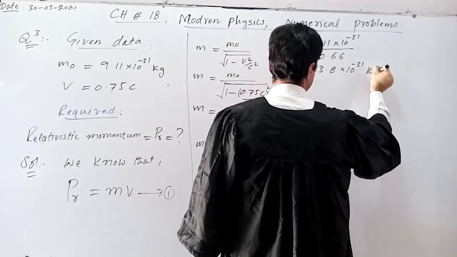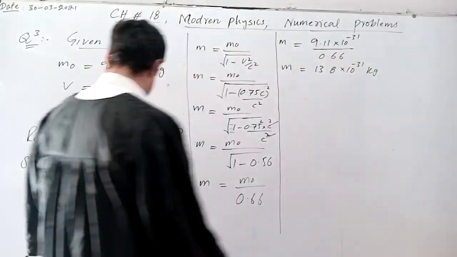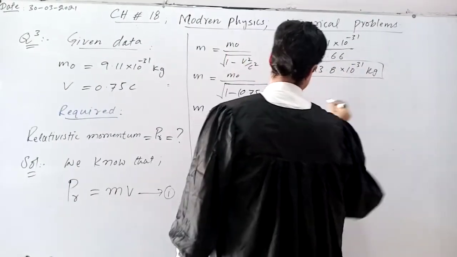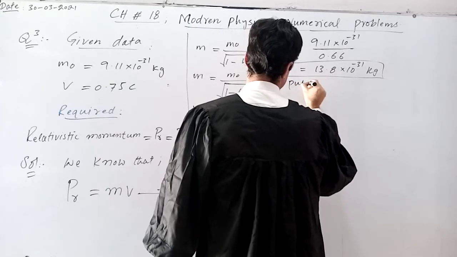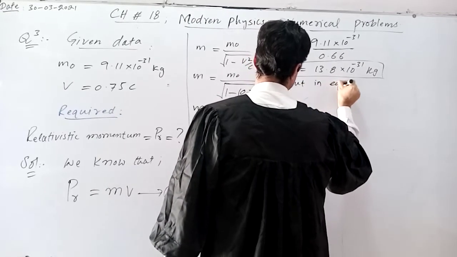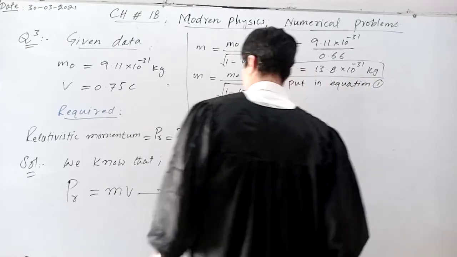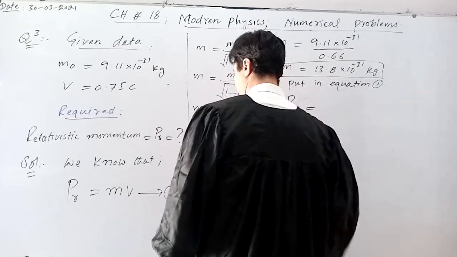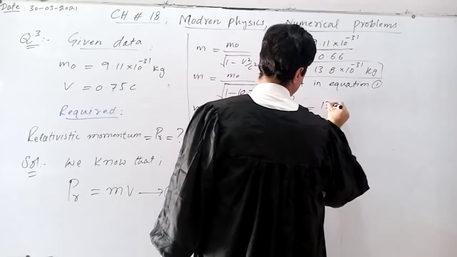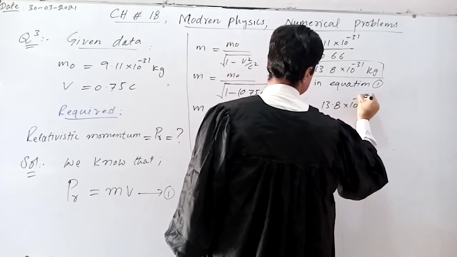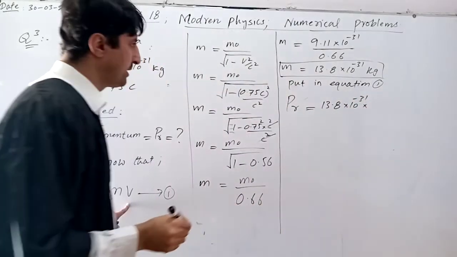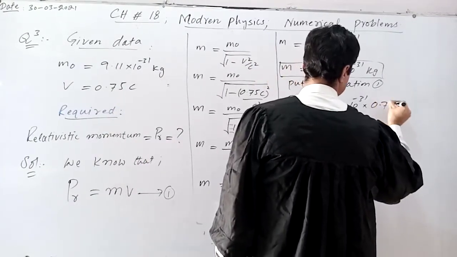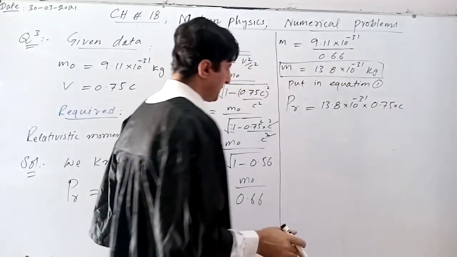kg. Now putting the value of this in equation 1, we get the relativistic momentum, PR, equal to 13.8 multiplied by 10 power minus 31 multiplied by V. What is V? V is 0.75 into C. Now it becomes very simple.